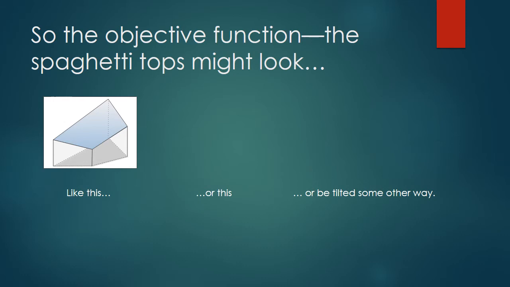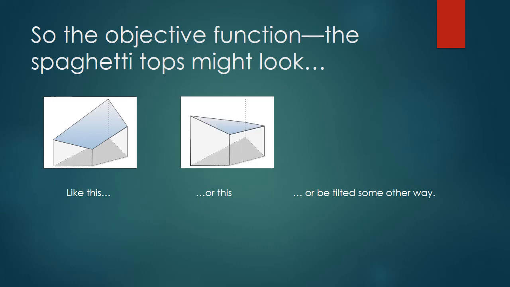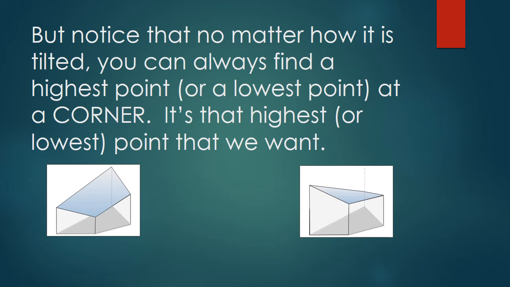So I'm saying that the top of the spaghetti is going to form a flat sheet like a pane of glass, maybe tilted at some angle. Maybe like this, maybe tilted like that, or it could be tilted some other way. But I want you to notice that no matter how it's tilted, you can always find a highest point or a lowest point on that pane of glass at a corner.